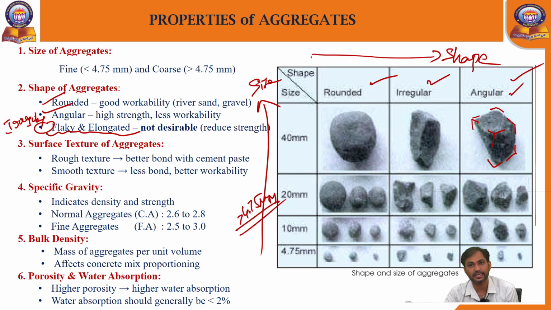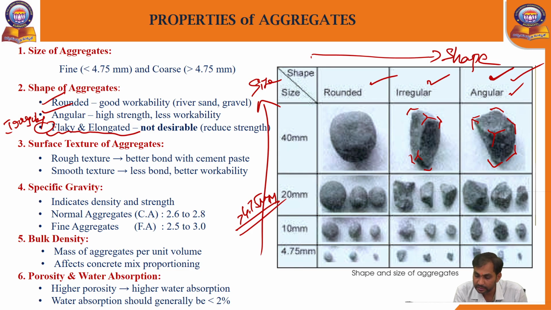Coming to the irregulars, see, here angles will be present but fewer. See, 1, 2, 3, 4, 5, 6. Okay, 1, 2, 3, 4, 5, 6, 7. Everything you just observe here. But coming to the rounded shapes, it is not providing angles, just like pebbles with a rounded surface. But from the construction point of view, angular materials are very good. Then what about the irregulars? Irregulars are flakiness and elongated.